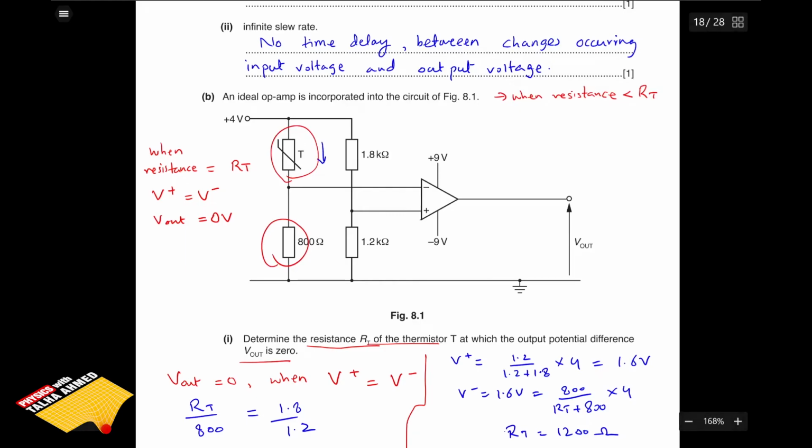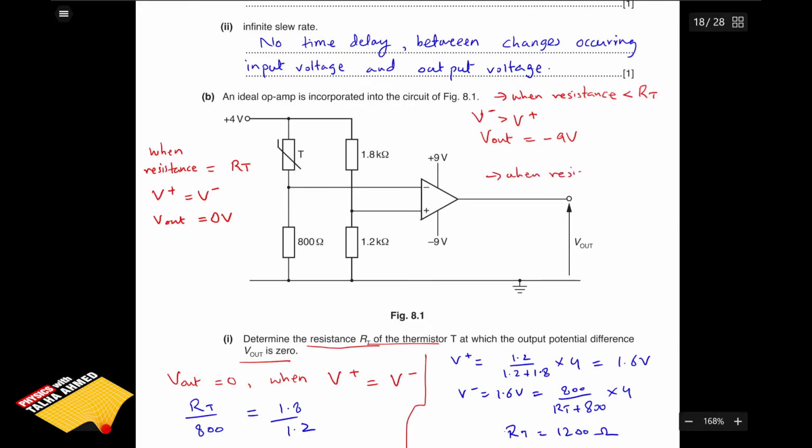Now when the resistance was equal to RT, the value in the previous part, the output was 0. We already knew that. We have already done that calculation in the previous part. But when the resistance drops below RT, what happens is that the value of V minus becomes greater than V plus. And in this condition, as already discussed, the output is going to be negative. And since the supply voltage is plus and minus 9, this is going to be negative 9 volts.